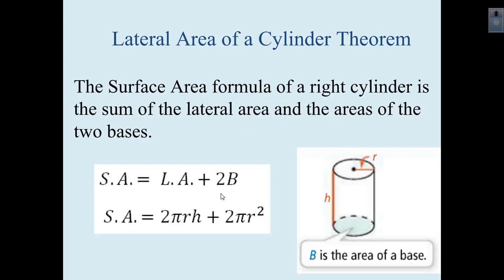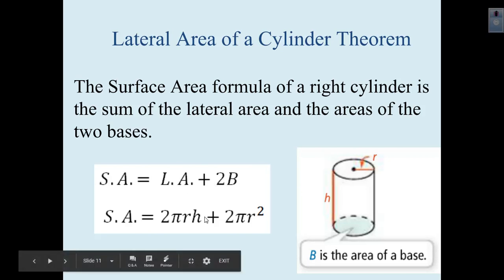And then for the surface area, it's the lateral area plus 2 times the area of the base. Well, lateral area is 2 pi r h, and the area of the circle is pi r squared. We have two of them, so it's multiplied by 2. So 2 pi r h plus 2 pi r squared.